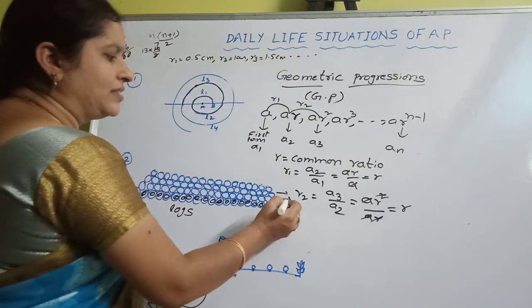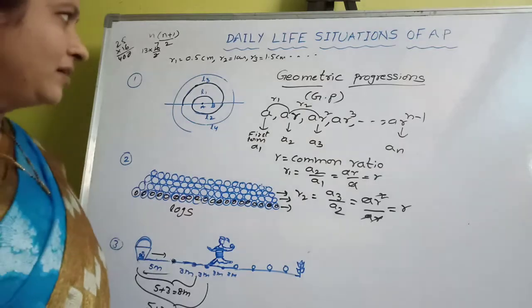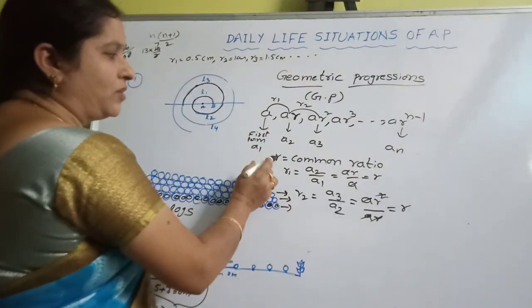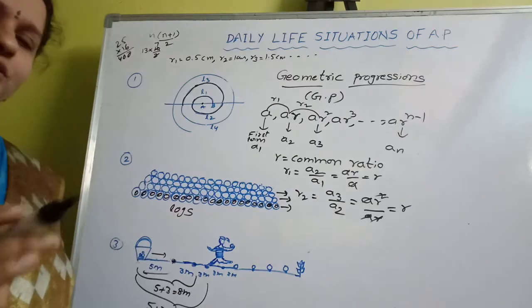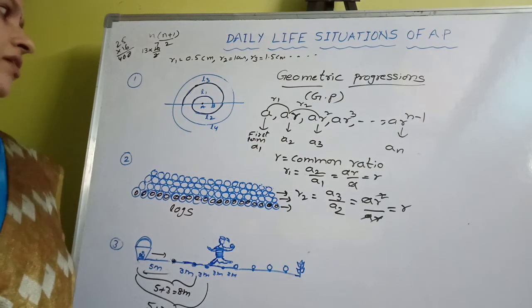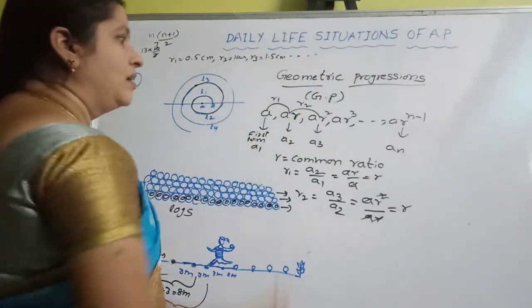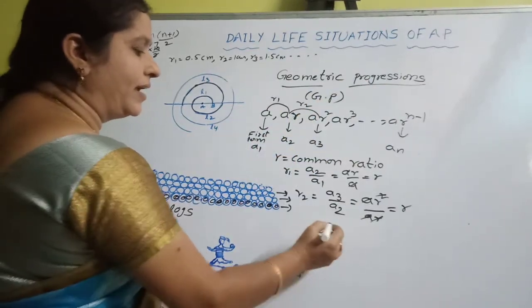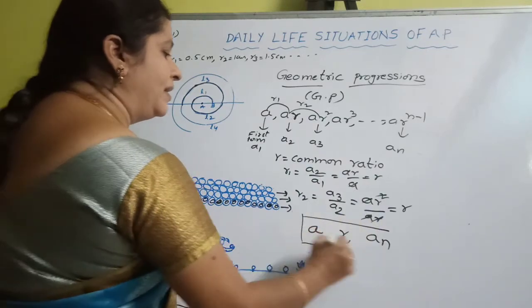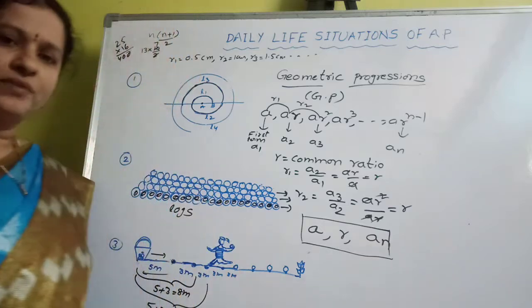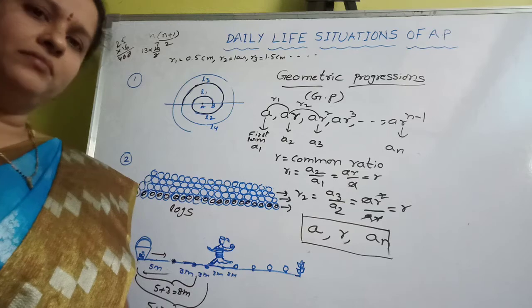So all models are the same as in the AP series. In this GP also, same as the AP series. Okay, first you have to find the first term a, then find the common ratio. So in this GP series, what are the main characters? a, r and an. These three are the main characters in GP. The first term a, common ratio r, nth term an.